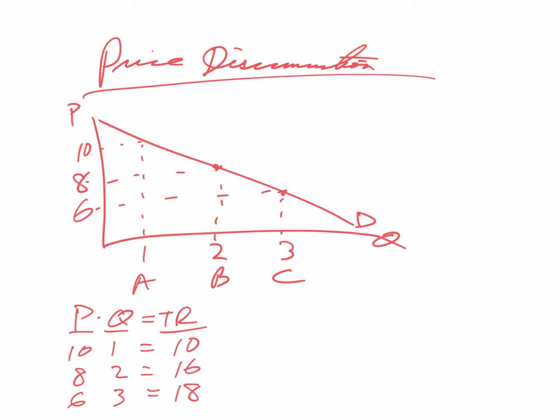Now, let's look at that under price discrimination. Price discrimination is selling the product to different customers for different prices. Okay, that's what that is. And we see it all over the place. It is everywhere. And I'll give those examples in a minute, but let me show you first why they would want to do it.